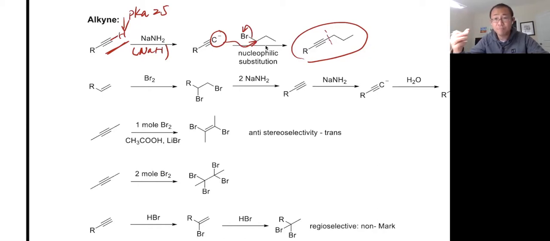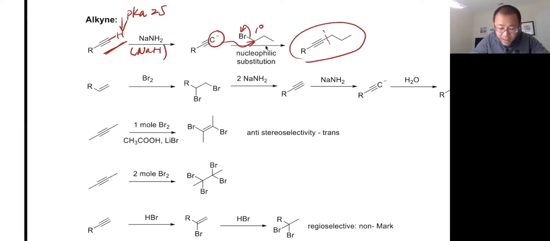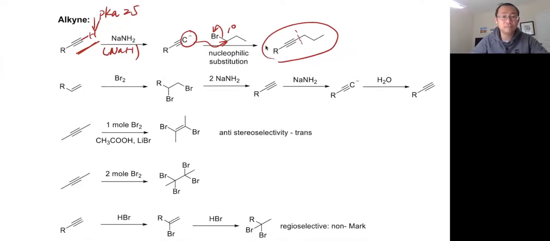Wow, how do we use the acidity of that proton? I can convert a terminal alkyne into a nucleophile. Then I can do a substitution. Again, this reaction works the best when you have a primary halide. Next reaction is, how do we prepare a CC triple bond?